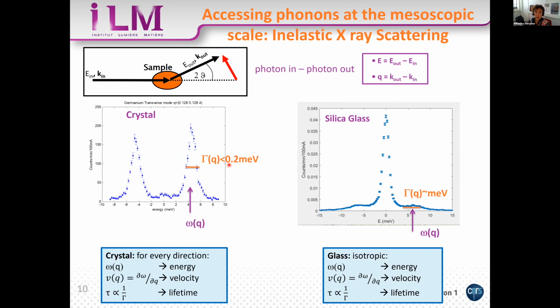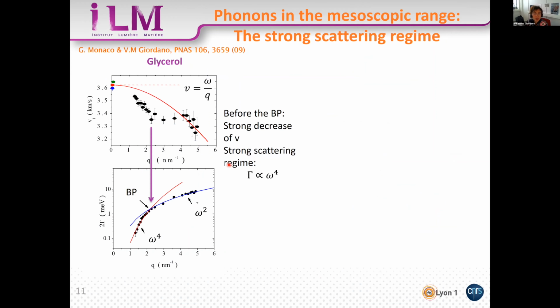With this technique, we performed some 10 years ago a series of experiments on different glasses, and we evidenced the existence of a strong scattering regime in the mesoscopic range. Here you see our pioneering experiment on glassy glycerol, where I've reported the phase velocity and the attenuation as a function of the exchanged wave vector. As you can see, the phase velocity sharply decreases, then it describes a plateau, and then it joins this red curve, which would be the expectation for a crystal.